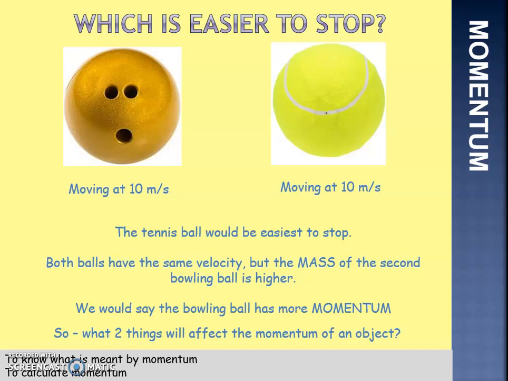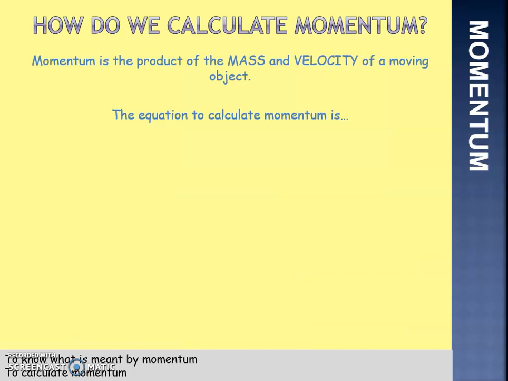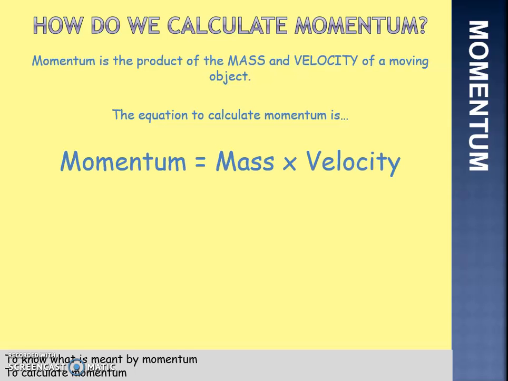So, with those 2 in mind, what 2 things affect the momentum of an object? Mass and velocity affect the momentum of an object. Momentum is the product of the mass and velocity of a moving object, and the way we calculate momentum is to use this equation. Momentum equals mass times velocity.